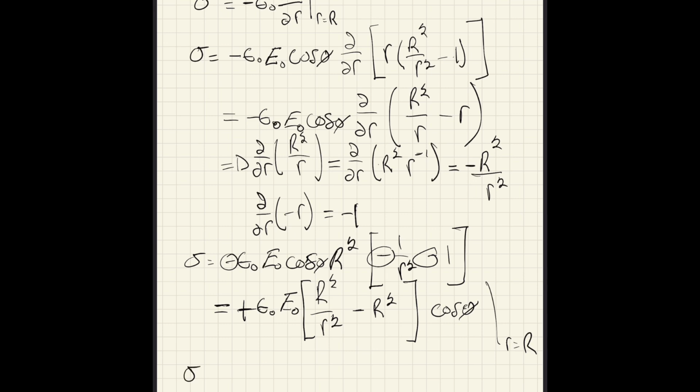So the surface charge density at R is going to be epsilon naught e naught. This first term cancels out. You just get minus r squared, so there's going to be a minus sign, minus r squared cosine phi. I think. Is that right?